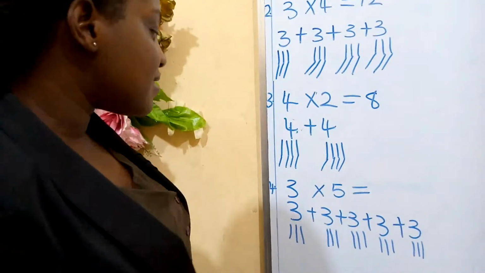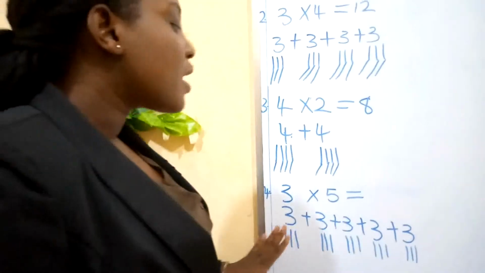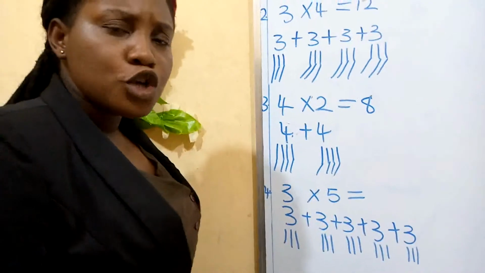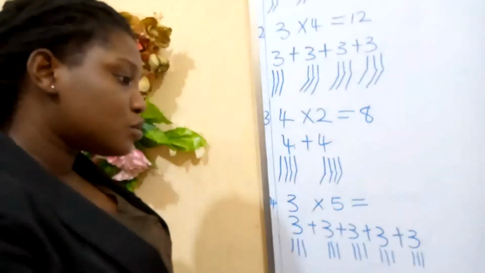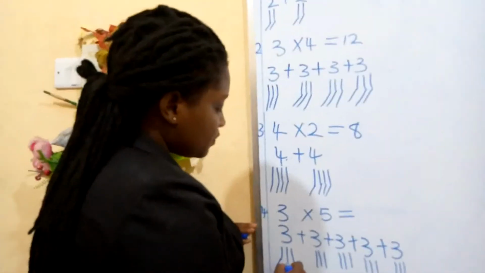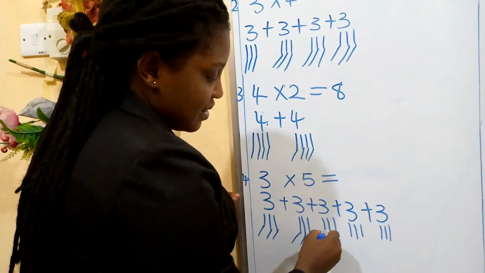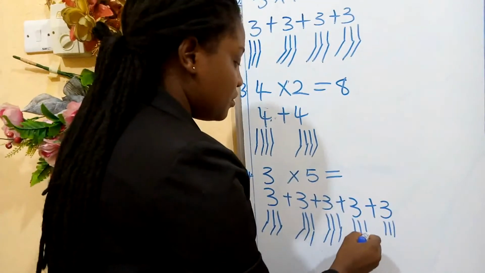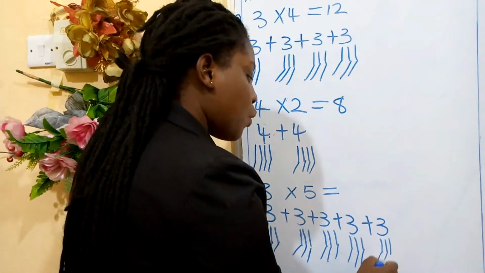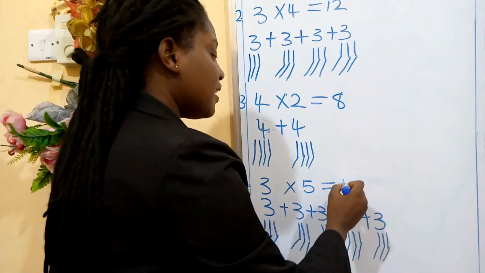So now after that, what sign is this? We are adding it. So we count all the strokes. What should happen to the strokes? We should count all of them. Okay, let's count all the strokes. 1, 2, 3, 4, 5, 6, 7, 8, 9, 10, 11, 12, 13, 14, 15. So the answer is what? 15.